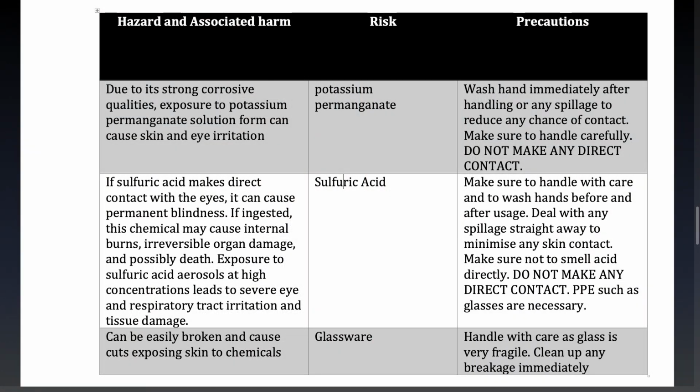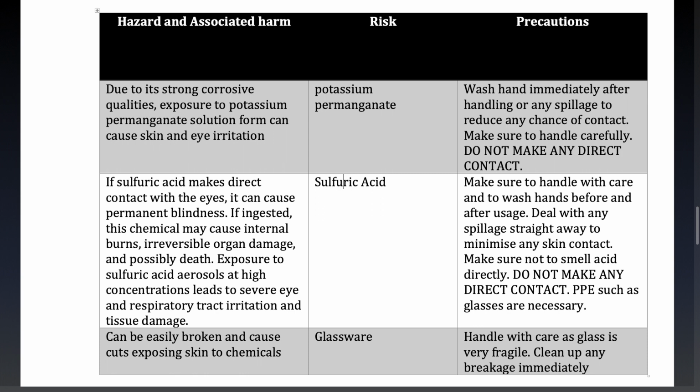It is important to note that due to its strong corrosive qualities, exposure to potassium permanganate solution can cause skin and eye irritation. To avoid this, wash hands immediately after any spillage to reduce any chance of contact. Make sure to handle it carefully and do not make any direct contact. Sulfuric acid is also really dangerous. If sulfuric acid makes direct contact with the eyes, it can cause permanent blindness. If ingested, this chemical may cause internal burns, irreversible organ damage, and possibly even death.